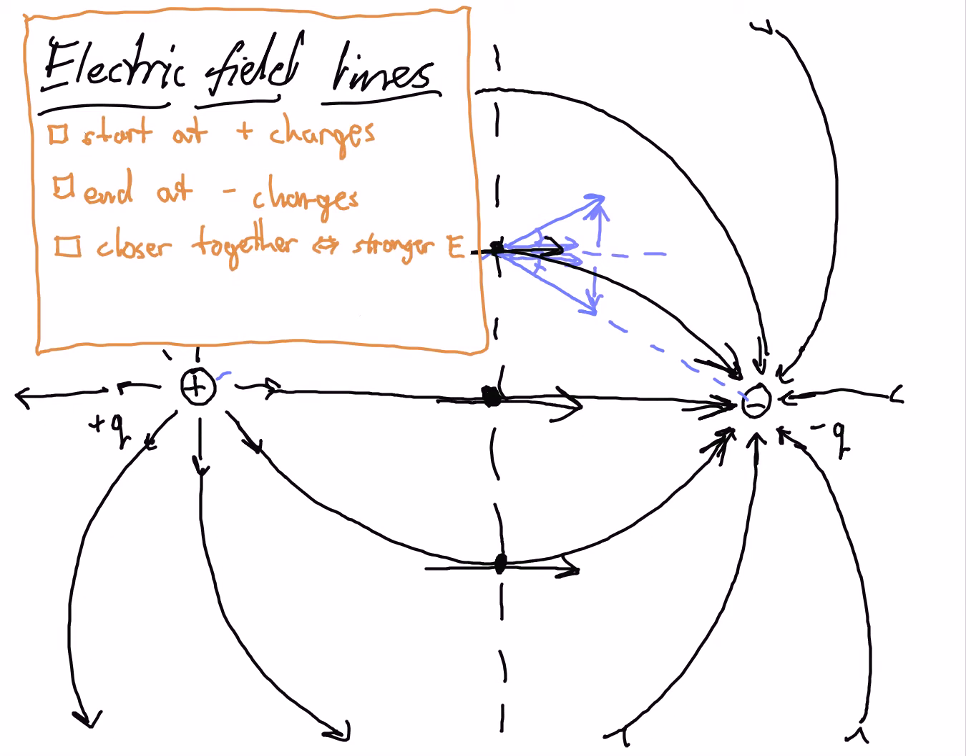When the electric field lines are closer together, the electric field is stronger. So note, close to these point charges where the electric field will be strongest, that's where the field lines are closest together. Far away from the electric charges, the field is weakest, and that's where the field lines are farther apart. So close together field lines means stronger electric field. And finally, electric field lines do not cross.